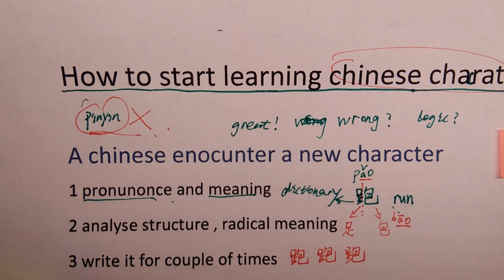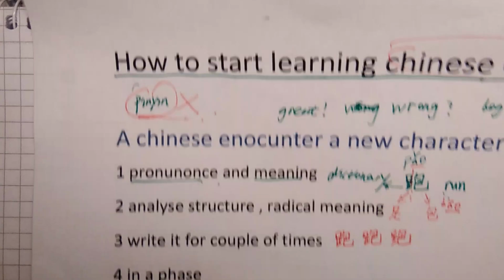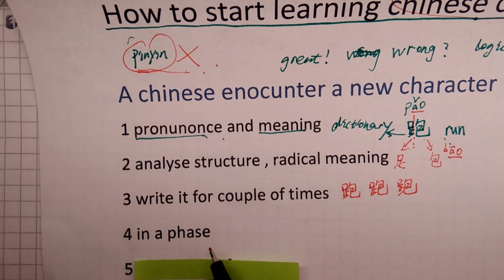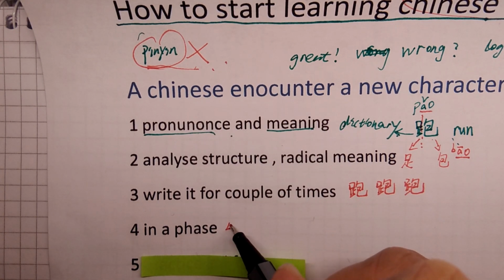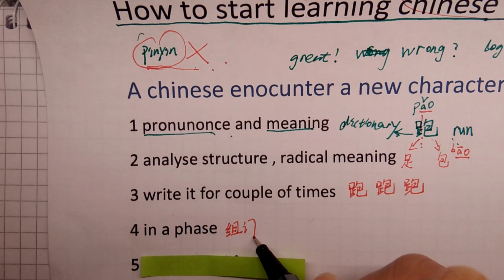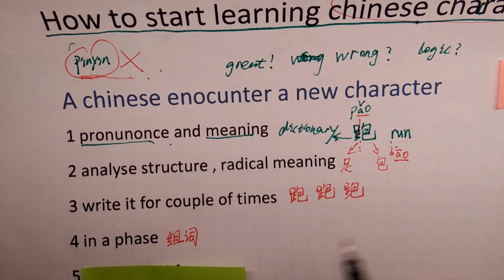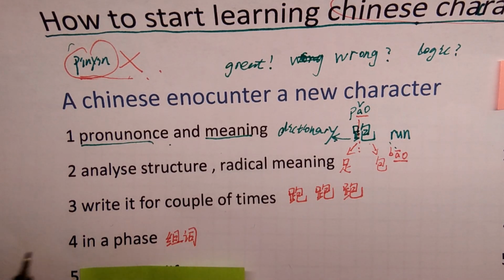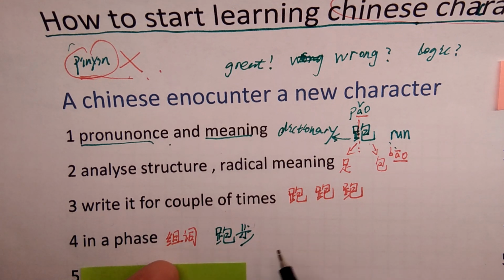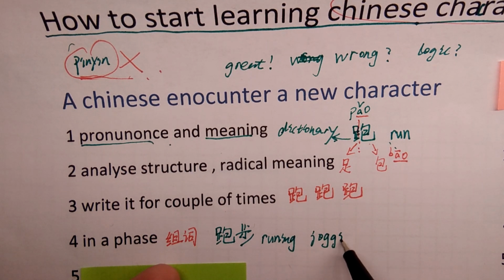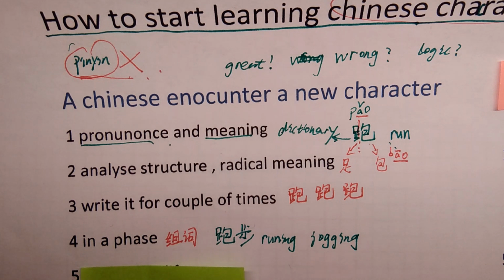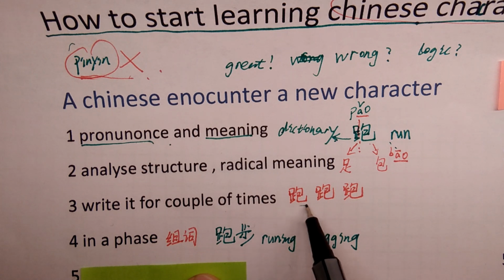After writing a couple of times, I will get familiar with this character. And the next step, I will use it in a phrase. In Chinese, we call it 组词. It means making words that use this character. Let's see what else. In Chinese, we have 跑步, which means running, jogging. 跑步. Yes, so I will try to make these words with this character.